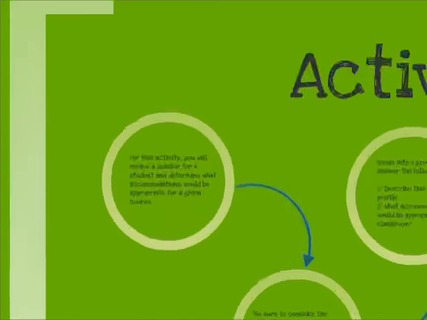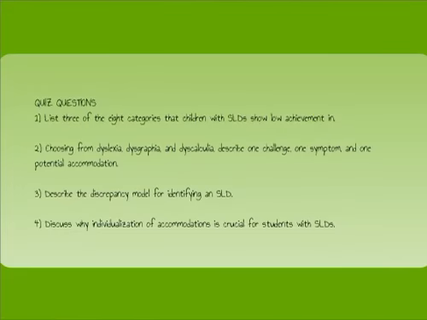We won't have time to perform this activity today. We'll do this activity another time. So let's go back over what might be questions on a quiz. You should be able to look back through this presentation and identify 3 of the 8 categories in which a child with a specific learning disability might be identified. You should be able to choose from dyslexia, dysgraphia, or dyscalculia and describe one problem, one symptom, and one simple accommodation.